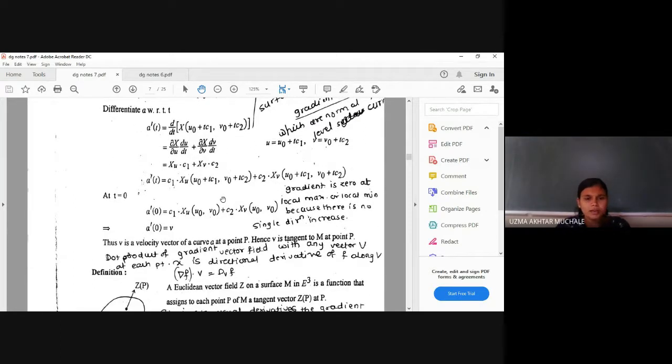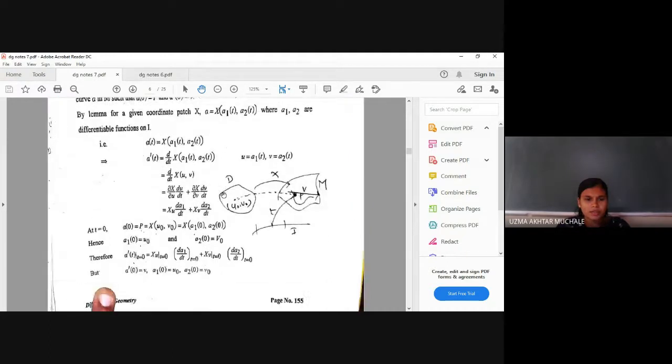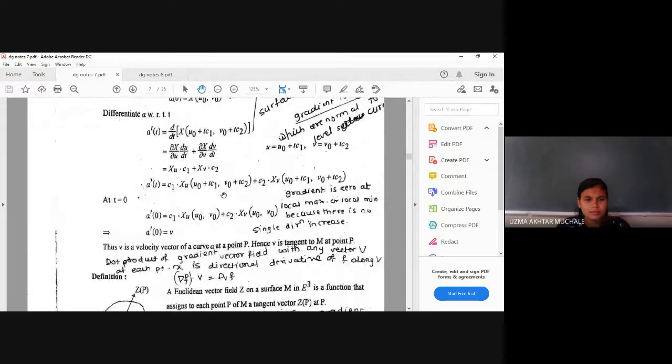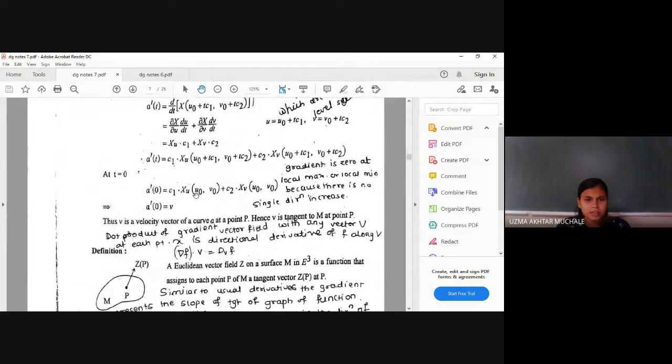Hence we have alpha dash of t equals c1 xu(u naught + t c1, v naught + t c2) plus c2 xv(u naught + t c1, v naught + t c2). Now if I put t equal to 0, because all the discussion is at the initial point, we get alpha dash of 0. If you go back, alpha dash of 0 is nothing but your tangent vector v, correct?